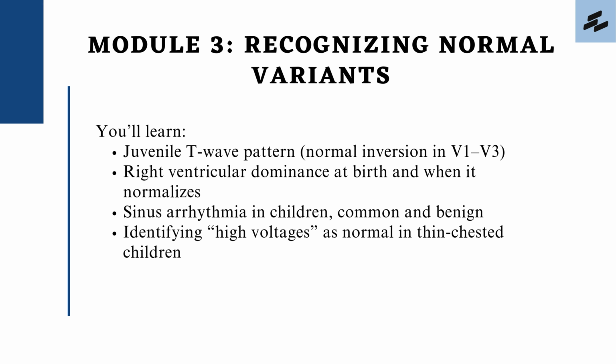Module 3. Recognizing normal variants. In Module 3, we focus on normal variants that can easily be mistaken for pathology. You will learn about the juvenile T-wave pattern, where T-waves are inverted in leads V1 to V3, a normal finding in children that can persist into adolescence. We will explore right ventricular dominance at birth and when it is expected to normalize.